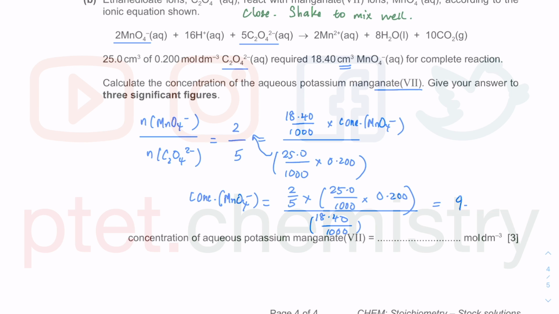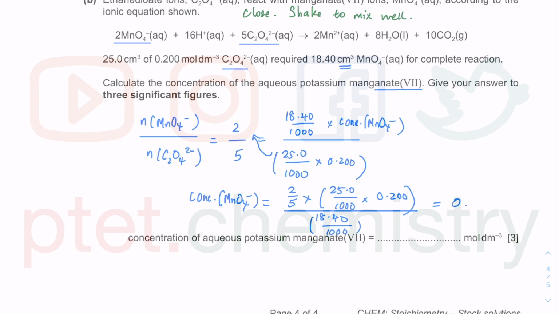This is what my calculator shows me, and this is ridiculous. I must have made a mistake somewhere. Let me check again. That seems like a huge concentration there. 2 over 5 times 25 over 1000 times 0.2. I get 2 times 10 to the minus 3 on top, divided by 18.40. Okay, this makes more sense.